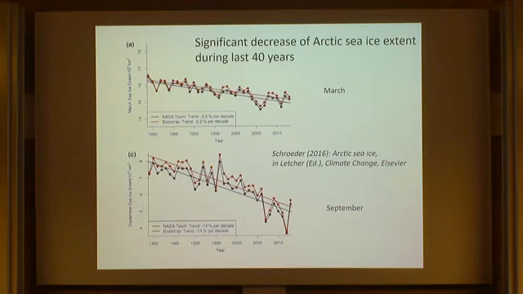In particular, in summer, these differences can be up to one million square kilometers. But actually, the variability and the trend are not affected. So we can see there is a significant decrease in winter and in summer, and the summer decrease is a bit stronger.